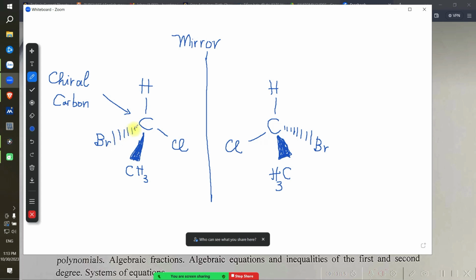And it's pointing away from you and toward you, isn't it? So you can see this is a mirror, so you have these two molecules. At first look they look the same, but no, they don't. It looks like your left hand and your right hand, right? However, when you put your left hand on your right hand, they don't fit.